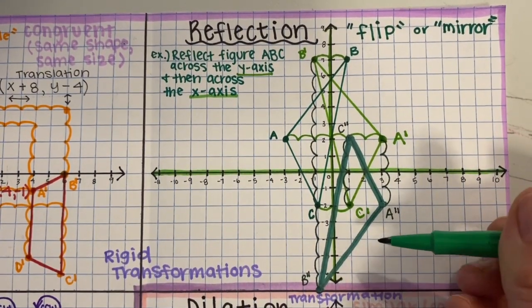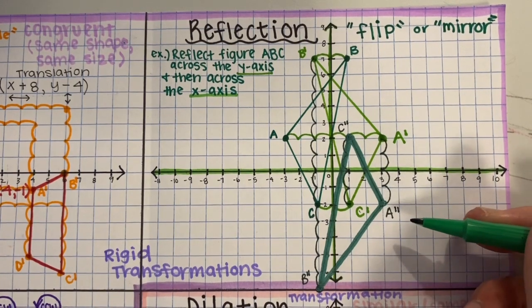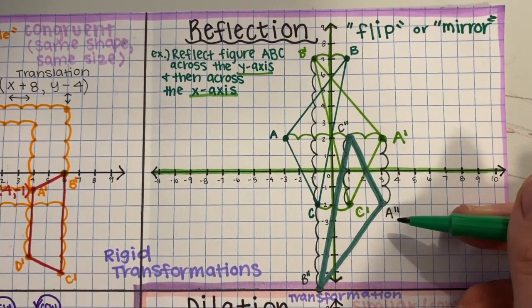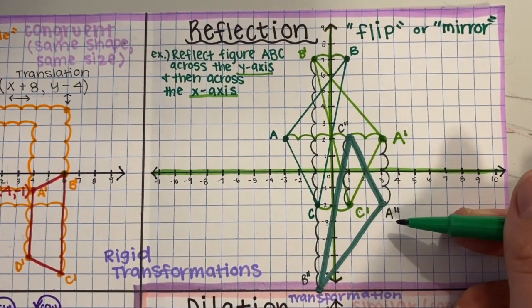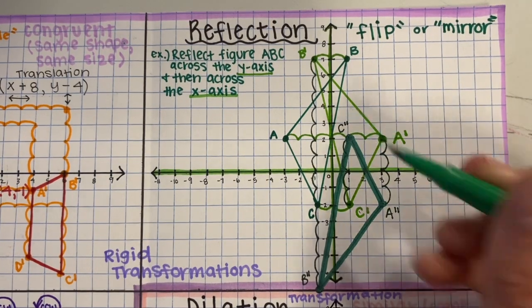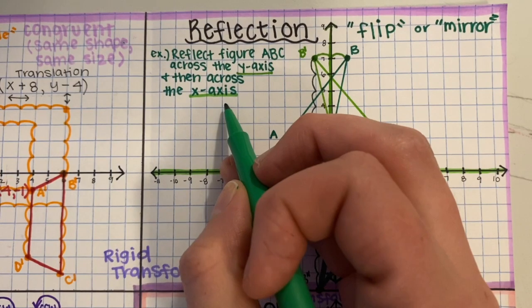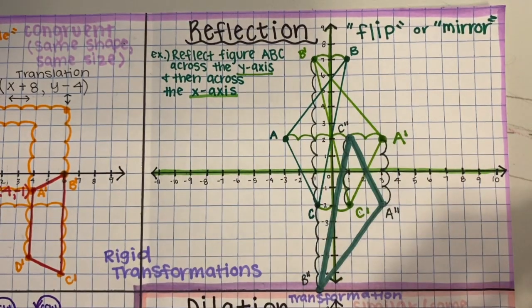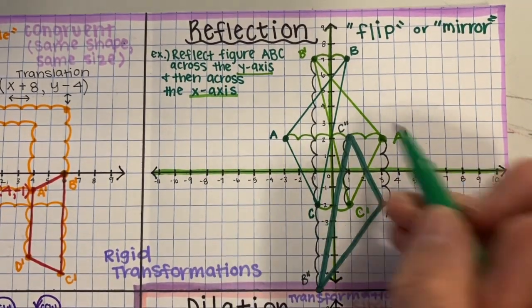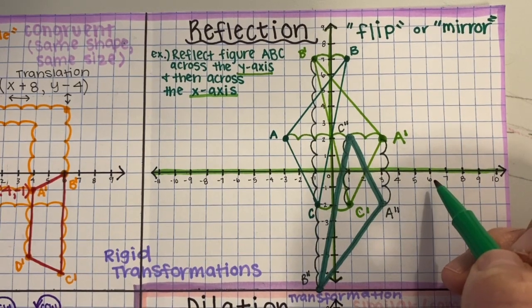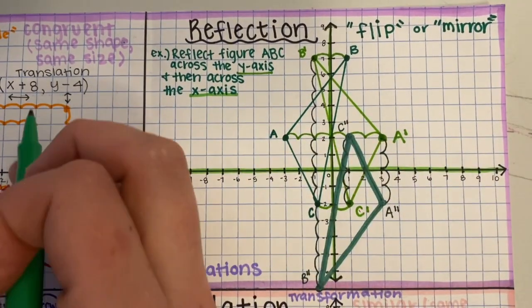Make sure you know what line of symmetry you are working with before you do your reflection. It will tell you the y-axis or it'll tell you the X. This can also be represented algebraically like our translation.